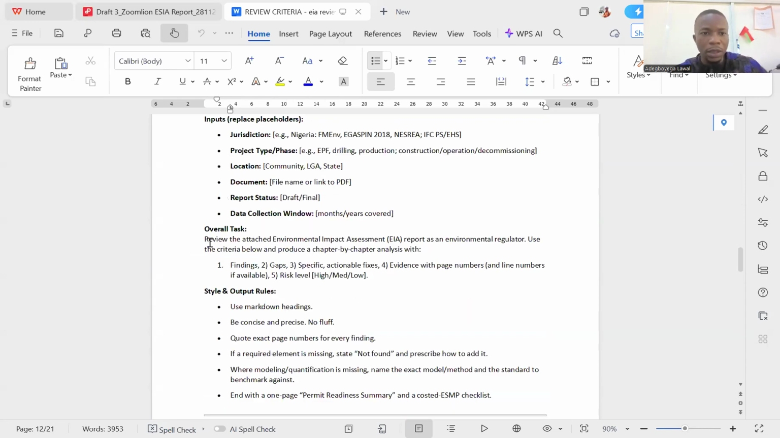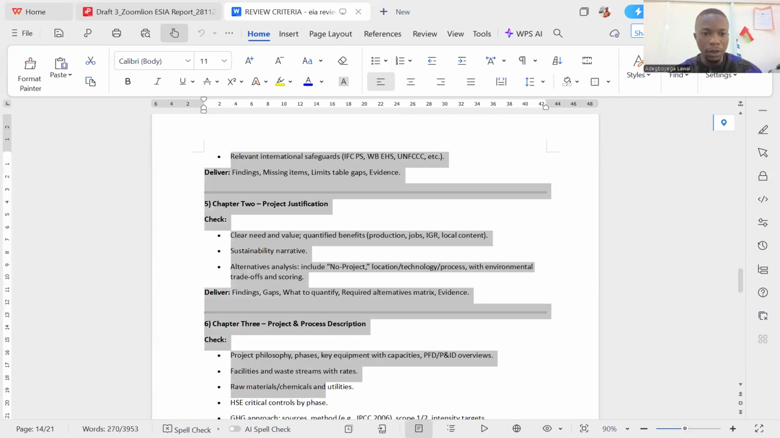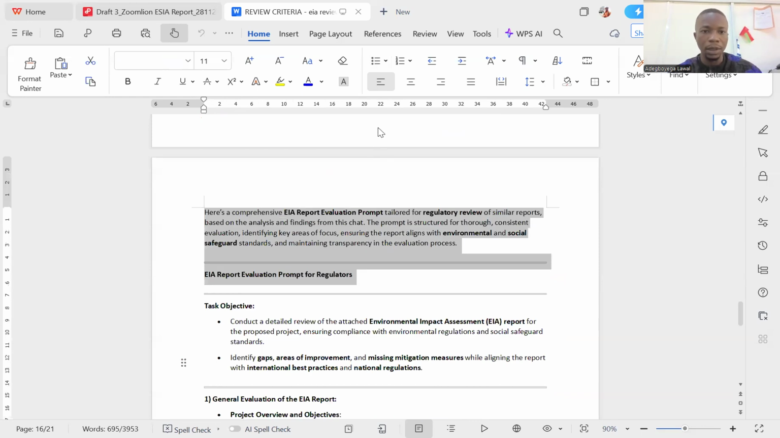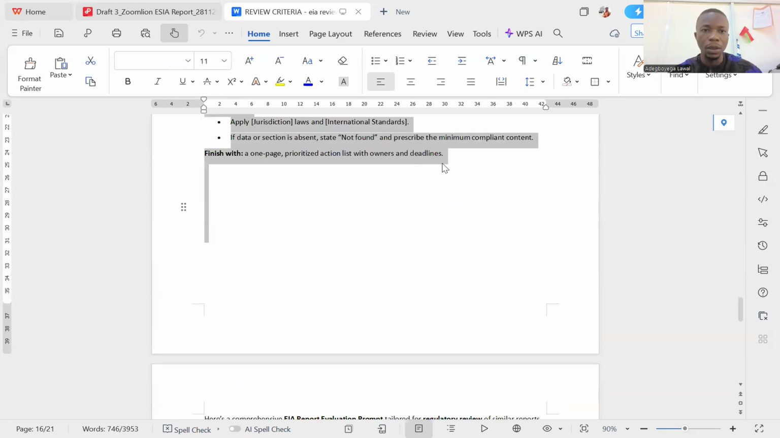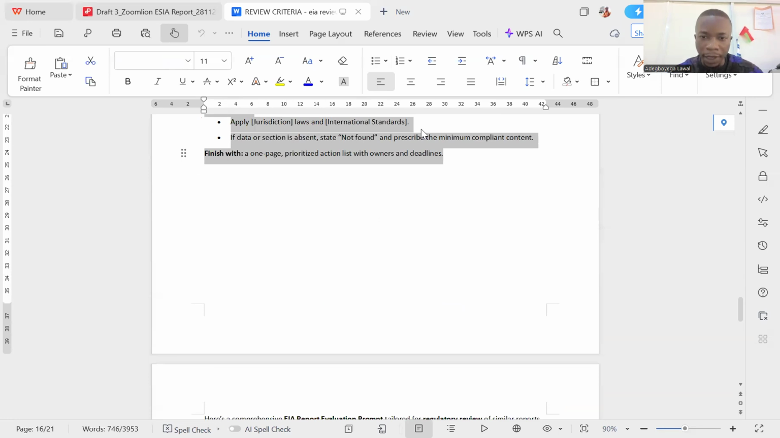Yeah, this is what I did. Review the attached EIA report as an environmental regulator. Use the criteria below to provide chapter by chapter analysis. So I copy to the end, yeah, to the end. Once I copy it, I can now bring it back to my AI Gemini, that is Google Gemini.